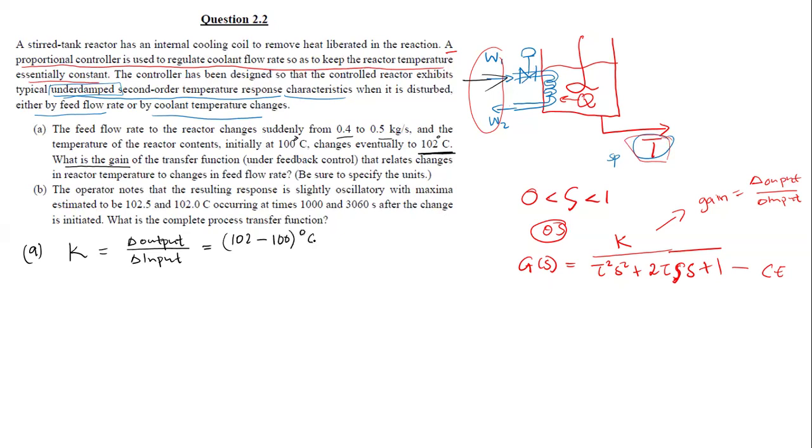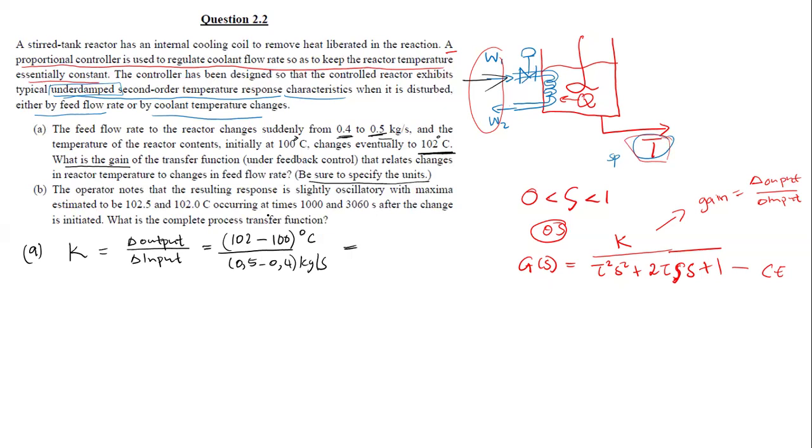I'm just writing my units there outside because they say to be sure to specify the units in the final answer, by the way. And therefore, what will be the change in the input? We are looking at the flow rate in kg per second. So this will be the final flow rate, and this will be the initial flow rate. So we are looking at 0.5 subtract 0.4 kg per second, and then 102 minus 100.